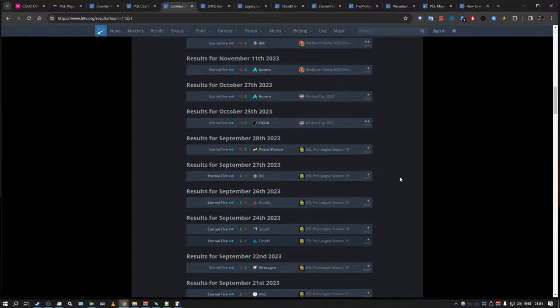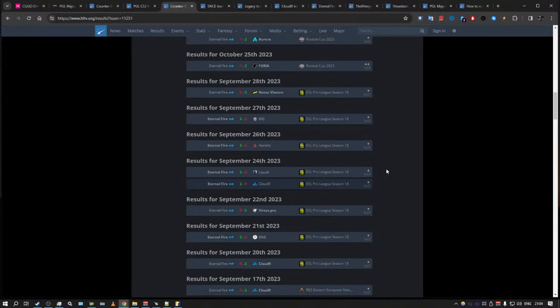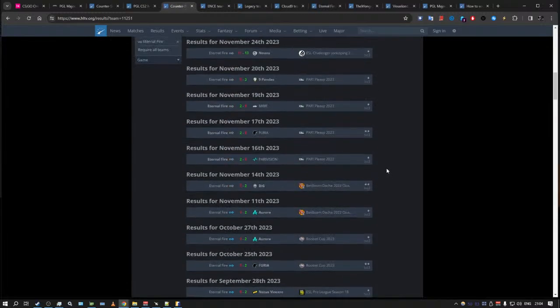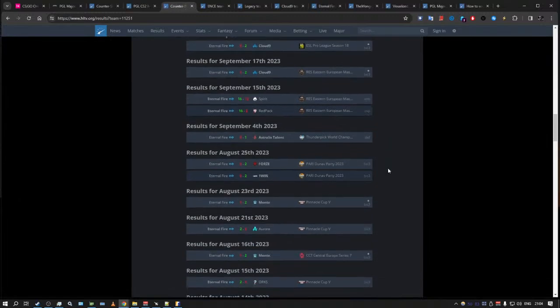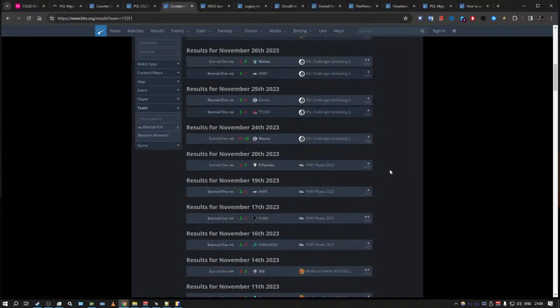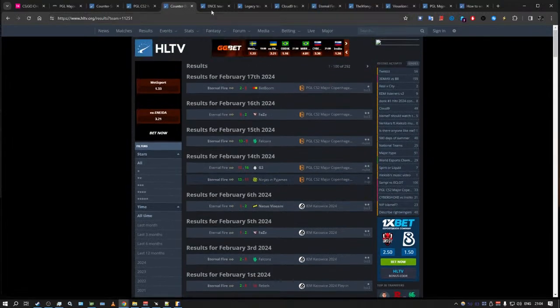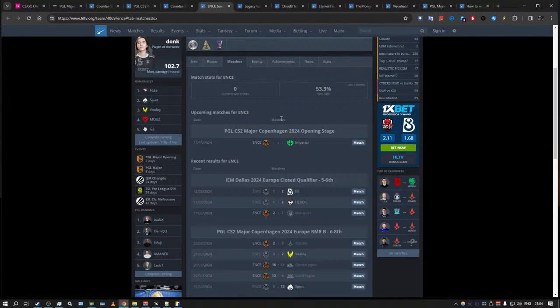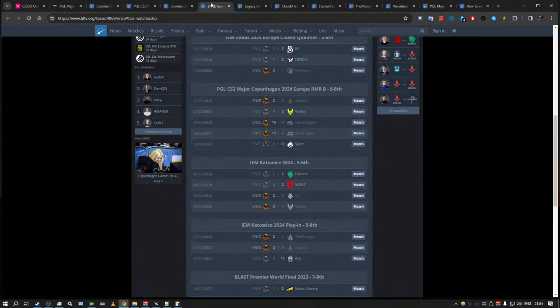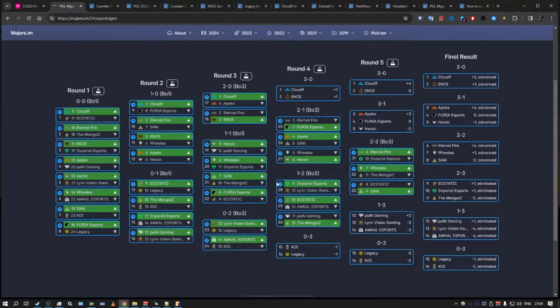Liquid, Cloud9, but it's already September. That's a long time ago already. And it seems like they didn't play against Ants. That's interesting, so they didn't even face each other. And they might need to face each other. You know, Ants is gonna be a stronger team.